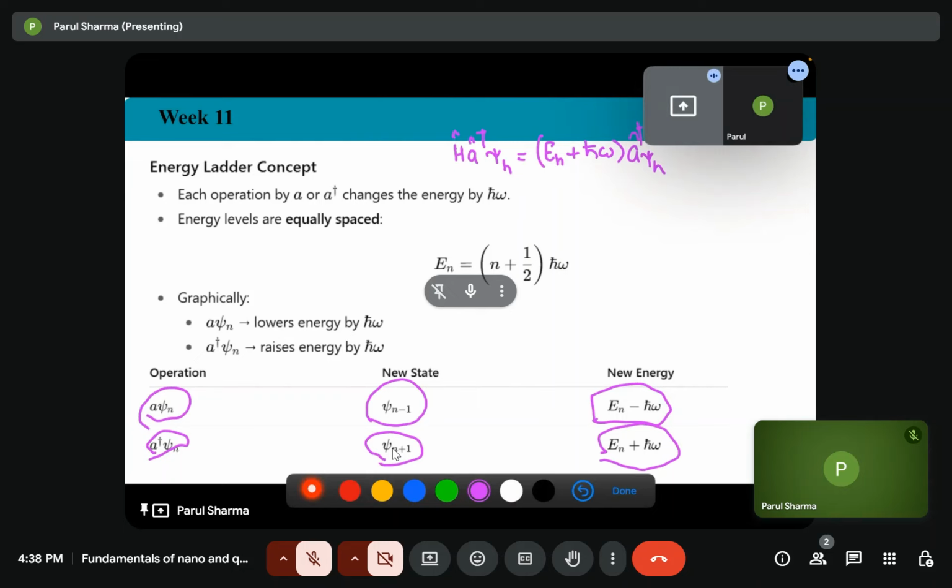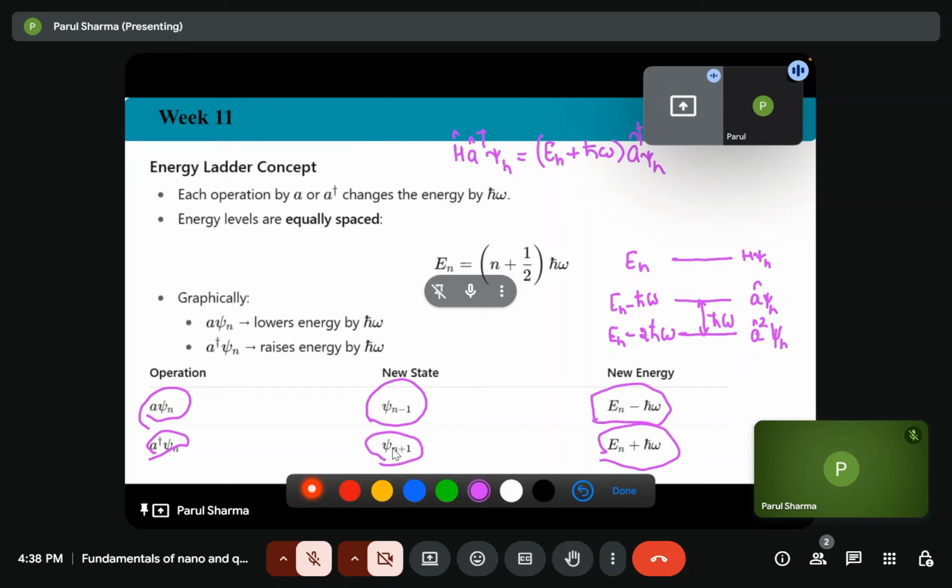Suppose this is E n, which is h psi n, then E n minus h cross omega. This is when one time A operator is used. If E n minus 2h cross omega, the another, so if two times, so this gap is h cross omega.